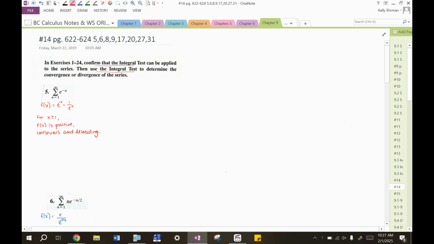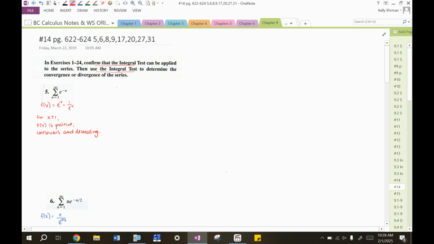So confirm that it can be applied. You define f of x as the same function as the series, just replacing n with x. And I'm just verifying in my head that on this interval 1 to infinity, f of x is positive. So e to the x is positive, so this will be positive. Continuous: e to the x is never 0, so there will not be issues there. And decreasing, meaning the terms are approaching 0. So all of that is true.